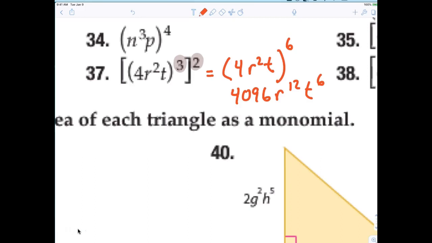Could you also do it 4 to the 3rd, R to the 6th, and T to the 3rd? Yes, you can do it that way. And then square it again. 100% correct. But I would encourage you to say 4 to the 3rd would be 64 r to the 6th t cubed squared, and then of course 64 squared is 4096 r to the 12th t to the 6th. So that's a great question. Very good. Perfect. All right.